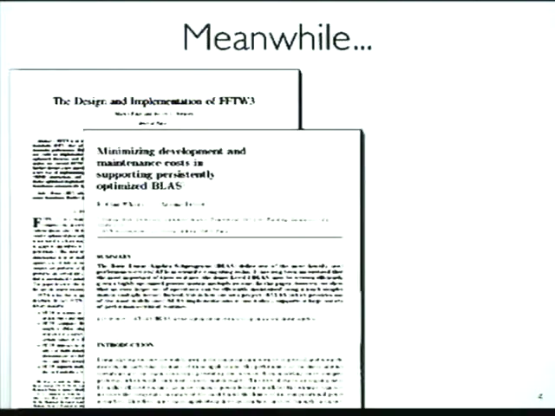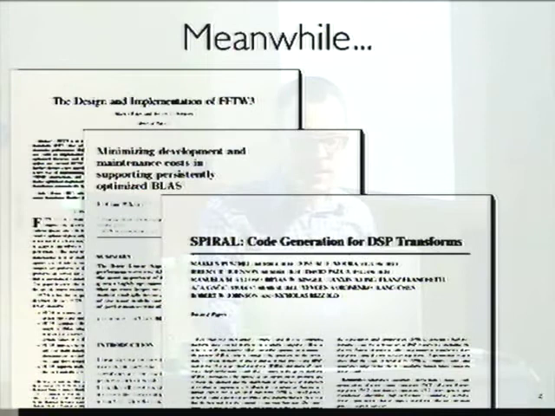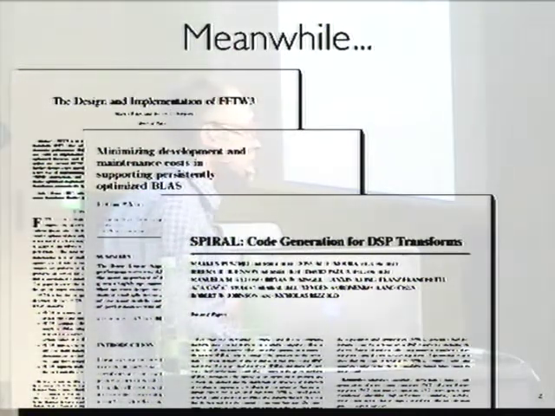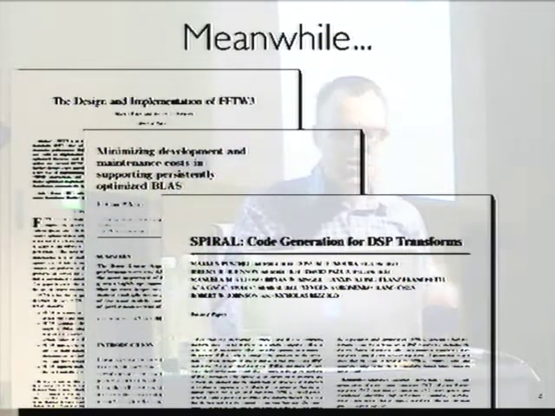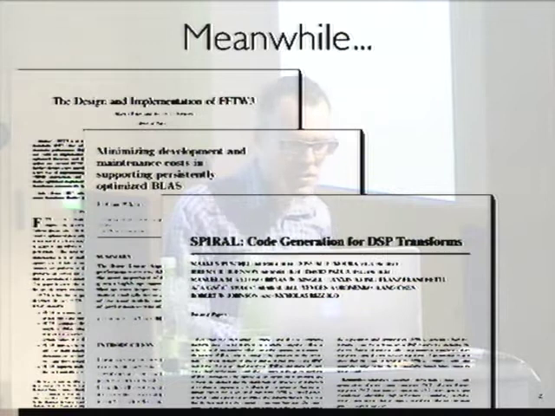Another example is ATLAS, Automatically Tuned Linear Algebra Software. So this will, when you install it, profile the code in the BLAS library and generate a specialized BLAS library for your platform. And the final example I'll show is Spiral. So this is a specialized code generator for DSP transforms.